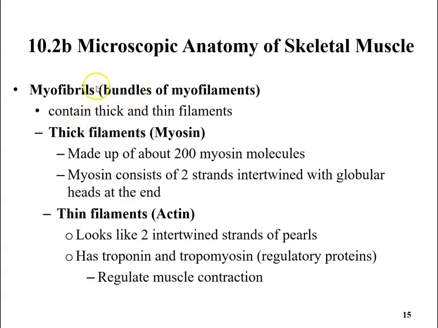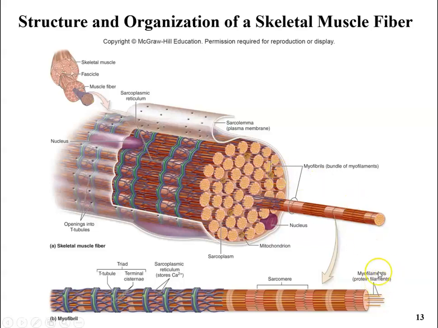Okay, so myofibrils, we said, are bundles of myofilaments. So going back, here are the myofilaments, and you bundle them up, you have a myofibril. You put a whole bunch of myofibrils into a muscle cell, and then you put a whole bunch of muscle cells into a fascicle, and then you put a bunch of fascicles together to make up the skeletal muscle, okay? It's a very organized structure, very hierarchical organization. So I want you to be very familiar with it.